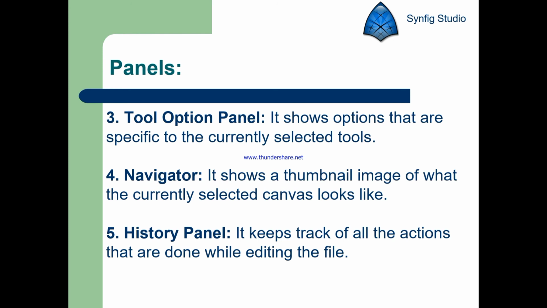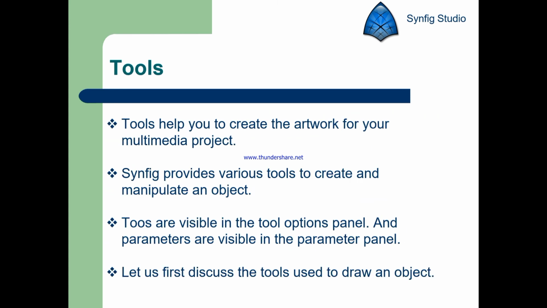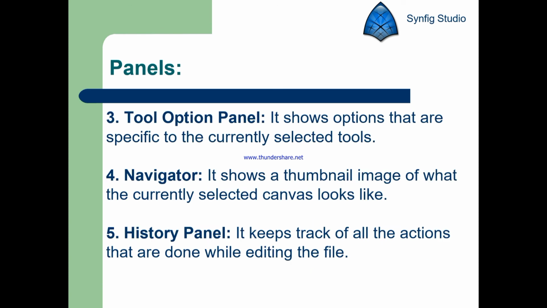Now then we have the last, the history panel. It keeps track of all the actions that are done while editing the file. The history panel is one type of log record, one type of log file, which is used in information technology. So this is about the history panel.